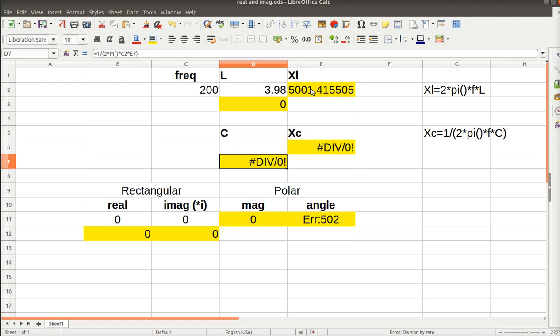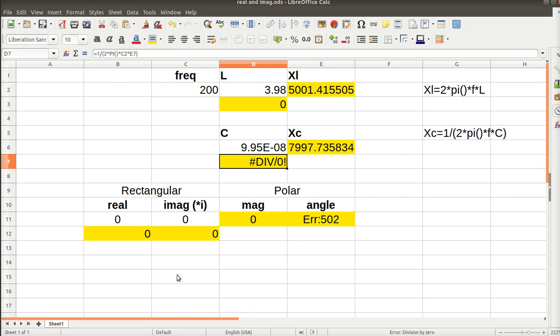So my XL is about 5,000, and my XC I don't know yet, but I knew I had 99.5, and the spreadsheet will let you do the E minus 9 for the scientific notation. And so what you see is I've got about 5,000 ohms of inductive reactance and 8,000 ohms of capacitive reactance. So my circuit is net capacitive. Okay?